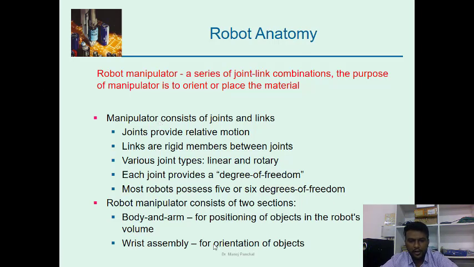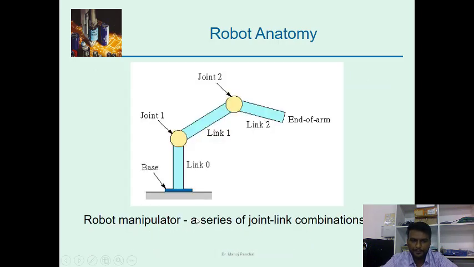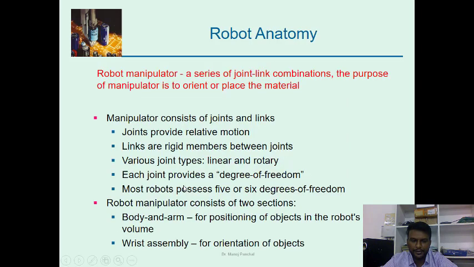Now we'll see the anatomy. A manipulator consists of different joints and links, as we have seen. When we discuss the sections or parts that a robot is made up of, generally it is divided into three things. First is the body and arm. Another one is the wrist assembly. The third one is the end effector. Here, with the example, you can see this is only the body and arm. There is no wrist assembly here, and no end effector.